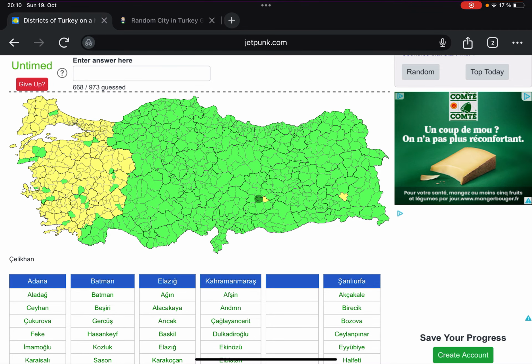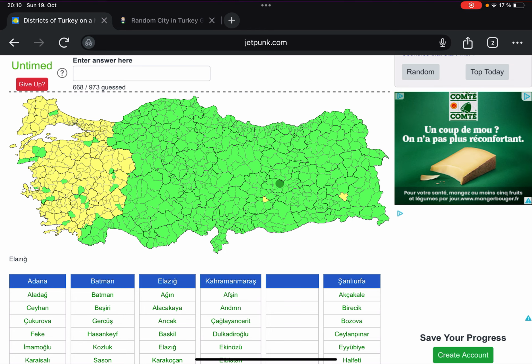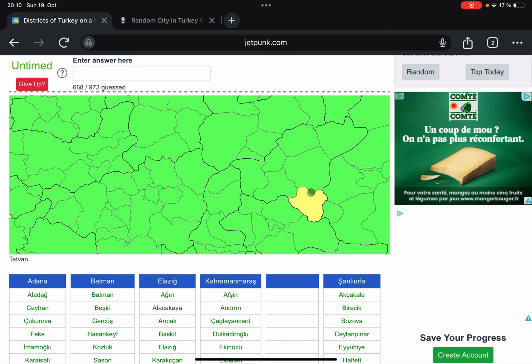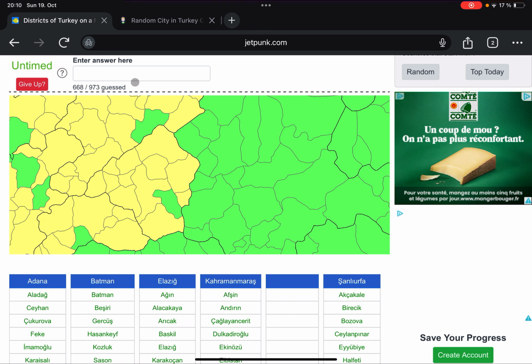Still, I can't seem to remember Çelikan. It's right on the tip of my tongue, but I don't even know which letter it starts with or anything. Same here. Yeah, still have no idea. So let's just continue with Isparta.